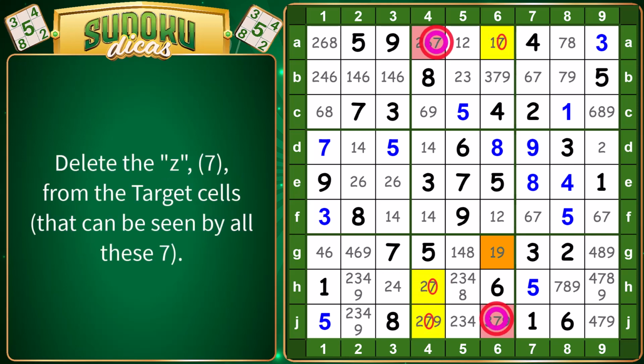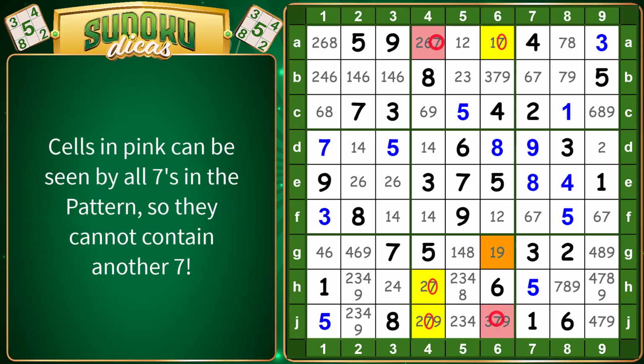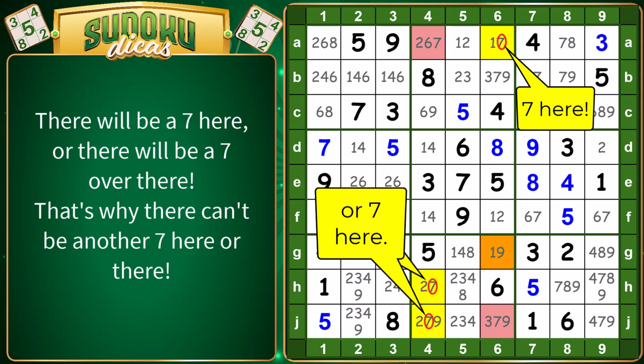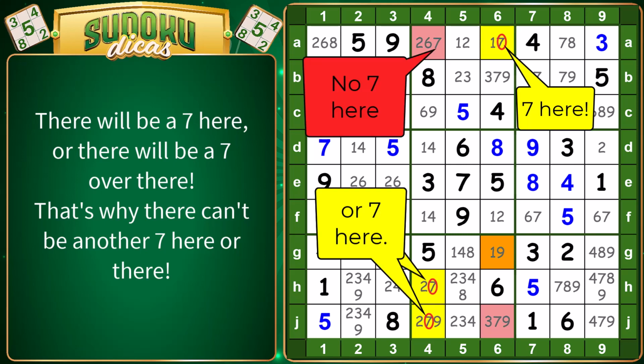Delete the Z7 from the target cells that can be seen by all these 7s. Cells in pink can be seen by all 7s in the pattern, so they cannot contain another 7. There will be a 7 here, or there will be a 7 over there. That's why there can't be another 7 here or there.